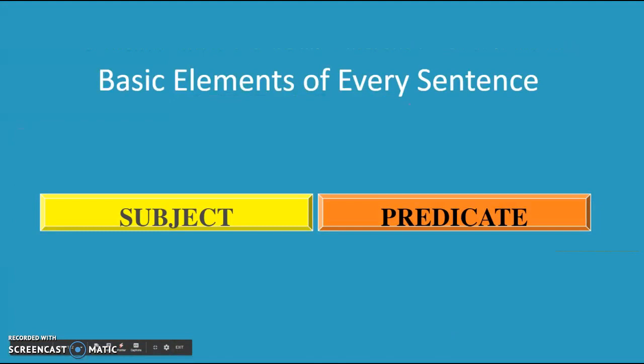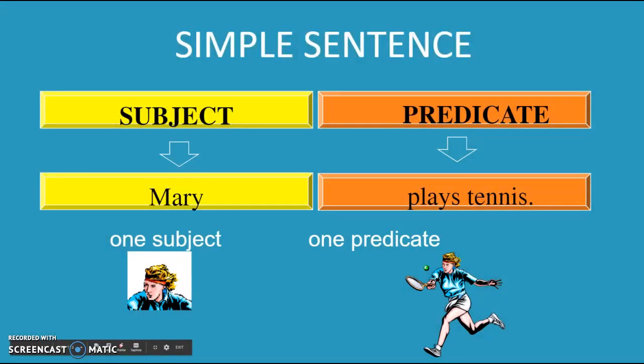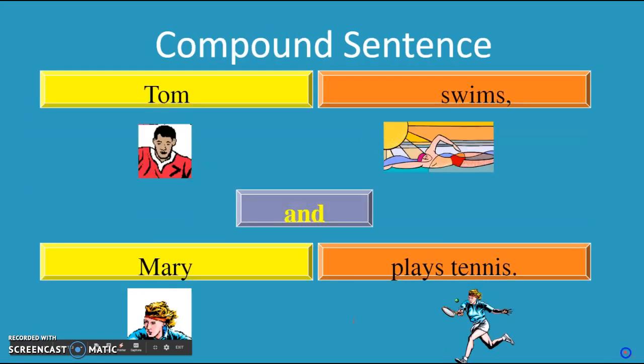We also talked about what every sentence needs to have. Well, every sentence needs to have a subject and a predicate to be considered a sentence. And this is pretty much the definition of our simple sentence. A simple sentence has one subject and one predicate. Mary, the person, place, or thing, what the sentence is about, and then the predicate, plays tennis. So what is that simple subject doing? Mary plays tennis. One subject, one predicate. That makes it a simple sentence.